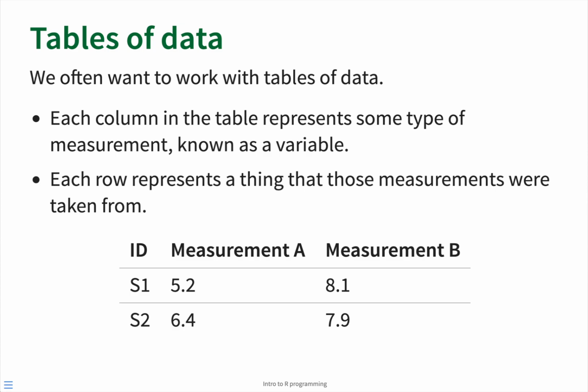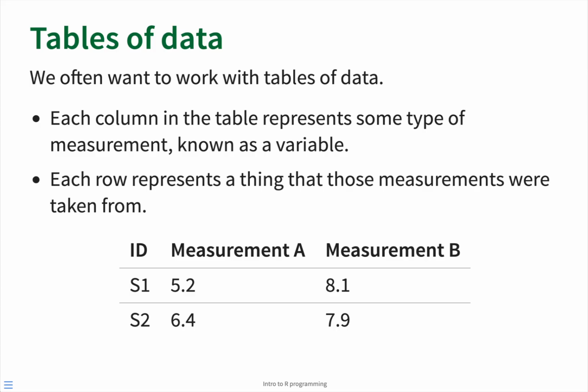Now, typically in tables, each column of a table will represent some sort of measurement, which we also call a variable. Now, the confusing thing here is that that's different to the variables that we create to store data in R. So I will sometimes make the distinction between an R variable and a column variable from a table, but sometimes I won't explicitly make the distinction and you'll have to infer it from context.